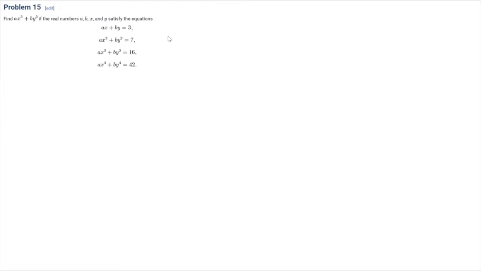So the first thing we notice is that each given equation and the final expression that we want to find is in the form a times x to the power plus b times y to the same power, and then the four given are each equal to a certain constant.